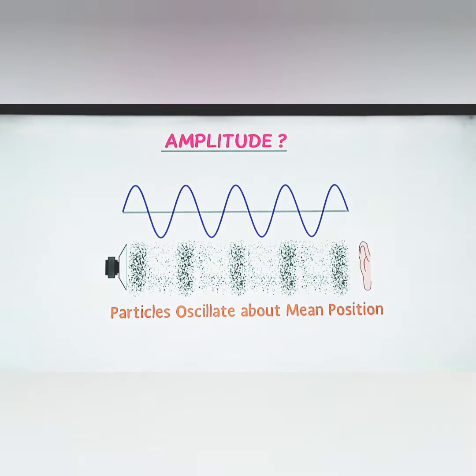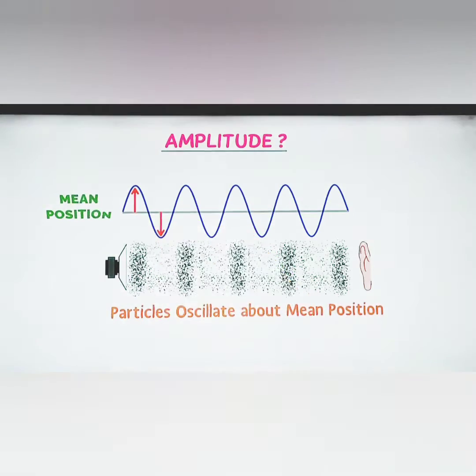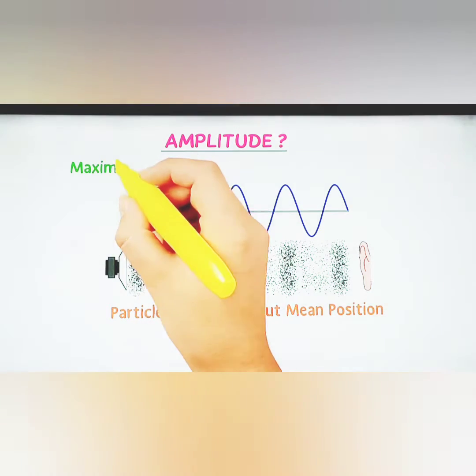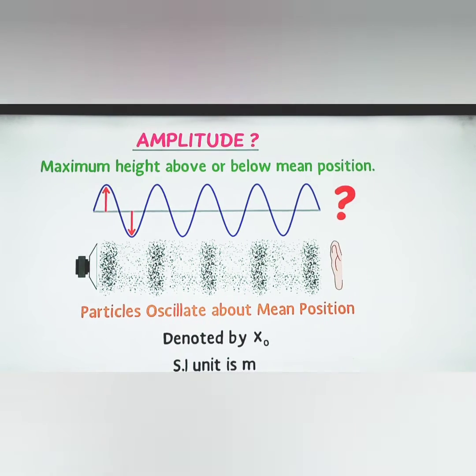So let's start. From waves and sound, first of all, I'd like to discuss amplitude. What is amplitude? The maximum displacement of the particles either above or below from the mean position is called amplitude. Simply remember that amplitude is the maximum height above or below from the mean or equilibrium position. Usually amplitude is denoted by x0. SI unit of amplitude is meter.